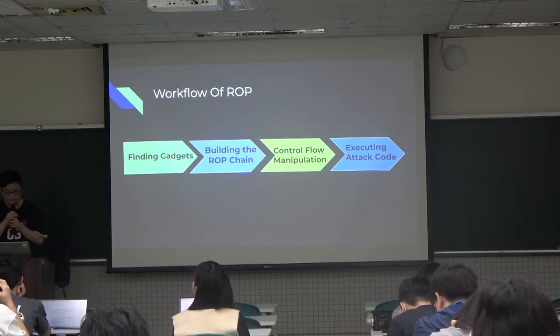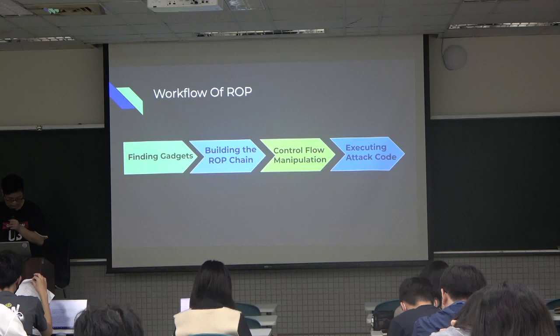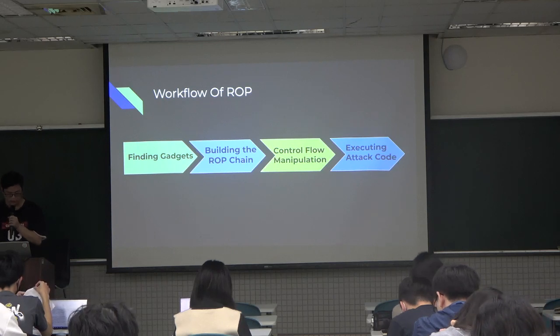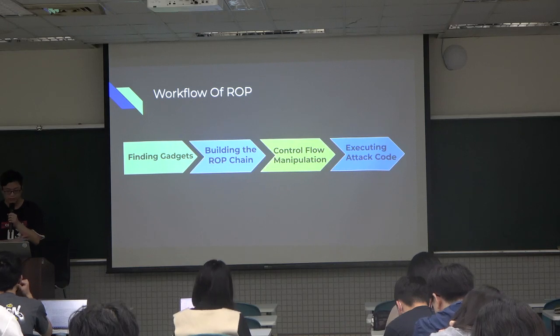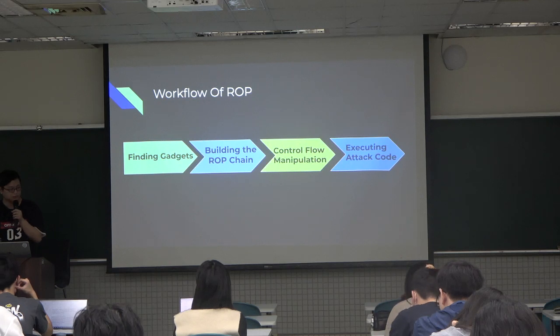If they modify the control flow, the attacker can control the flow. And when our ROP chain successfully modifies the program's control flow, they can do what they want to do.